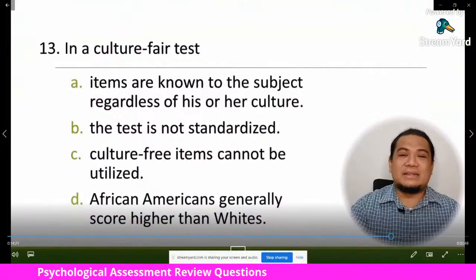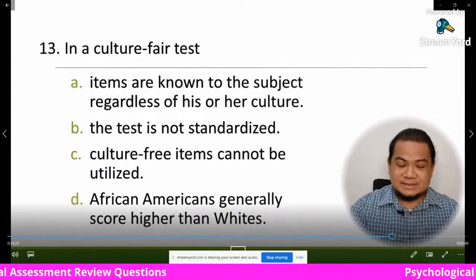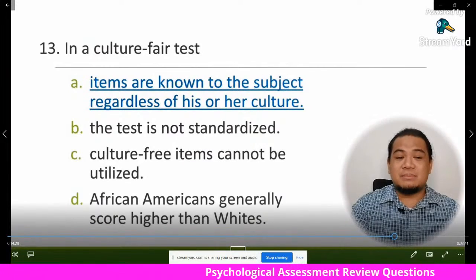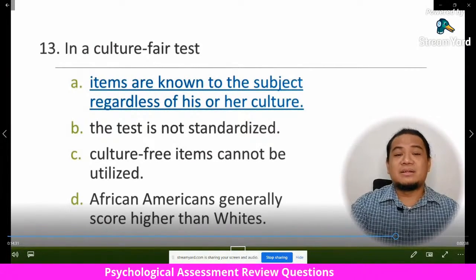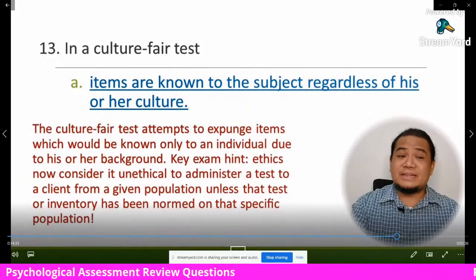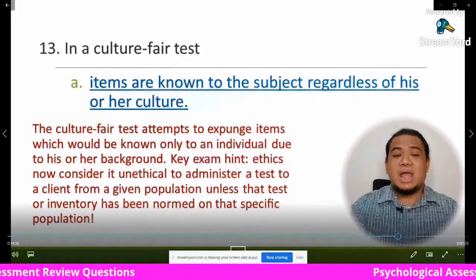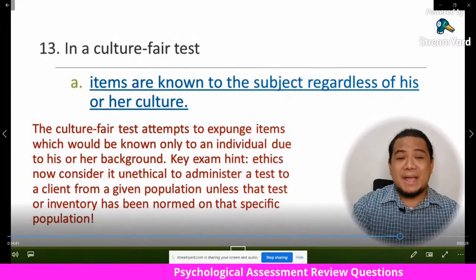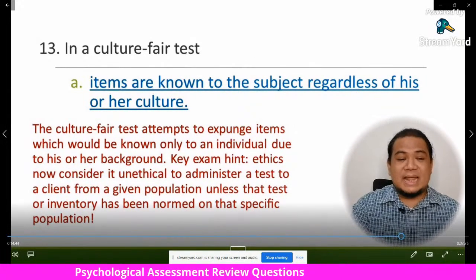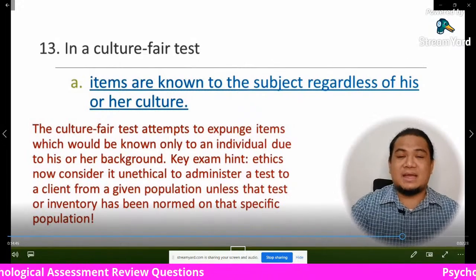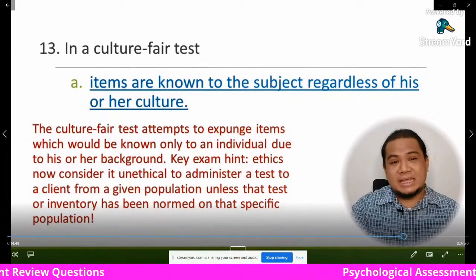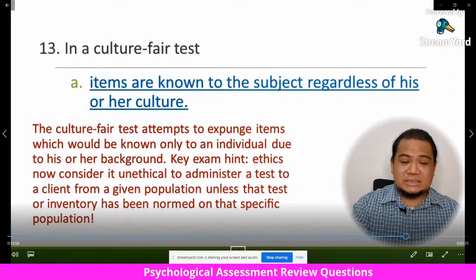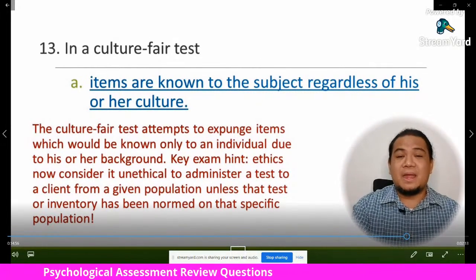Number 13. In a culture fair test, the answer is letter A. Items are known to the subject regardless of his or her culture. The culture fair test attempts to expunge items which would be known only to an individual due to his or her background. The key is that ethics now consider it unethical to administer a test to a client from a given population unless the test or inventory has been normed on that specific population.